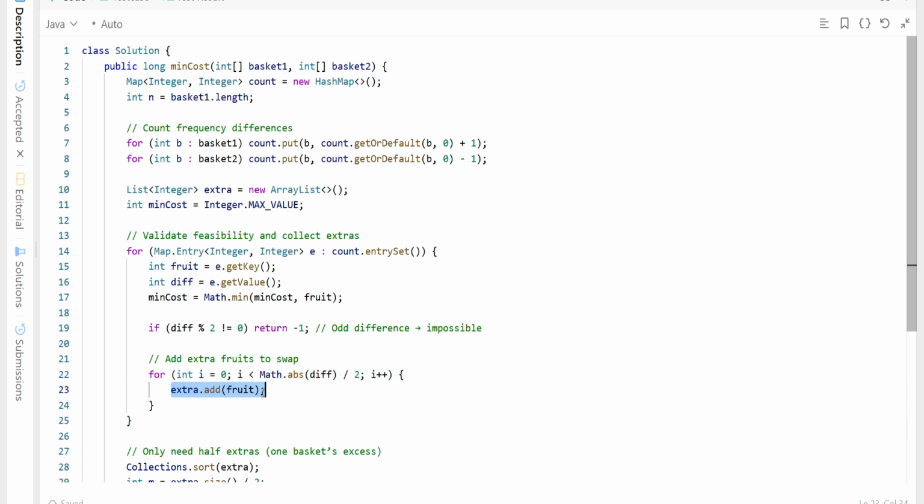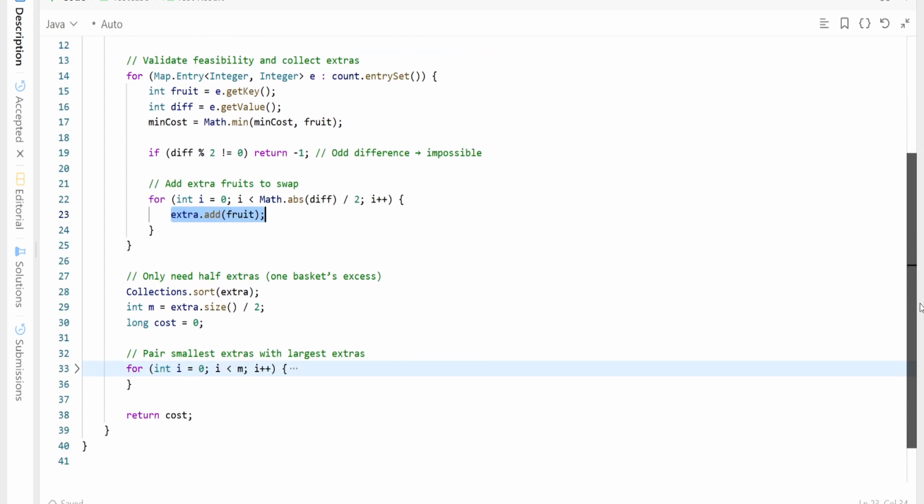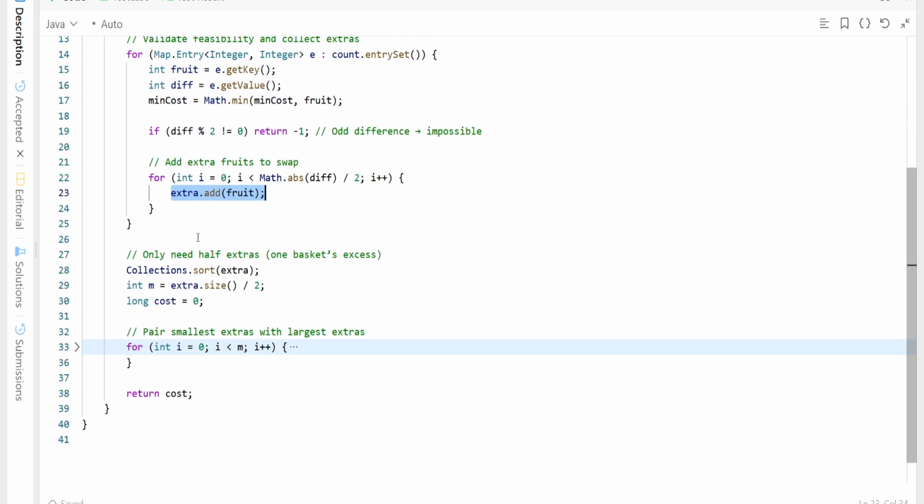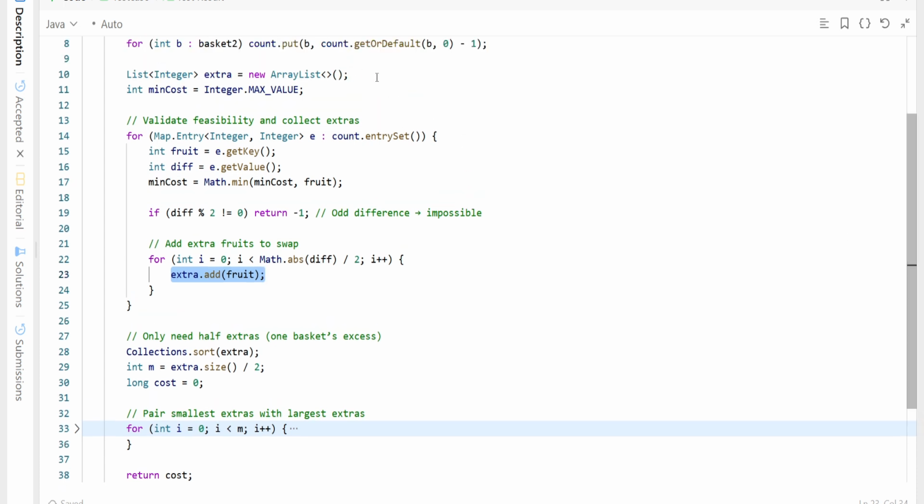Let's suppose 2 is coming, how many times? 2 is coming 2 times. We will go from 0 to Math.abs(difference) / 2. What is the difference coming? 2 by 2 is 1 time, so you add the extra fruit one time. Like that you will get the extras. So you are building the extra. For that you have already created the ArrayList of extra, and all the extras will be stored in the list.